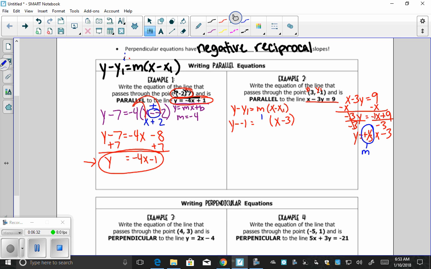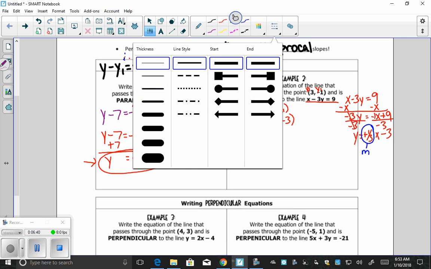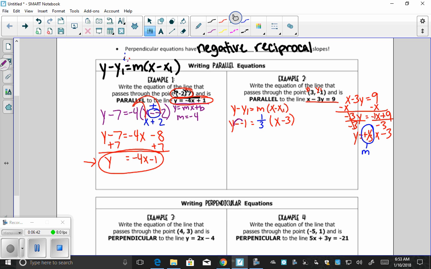So I'm going to put 1/3 here. I have two negatives that become a positive. So really this is y plus 1 equals, distribute the 1/3, 1/3 x. 1/3 times negative 3 is going to give me a negative 1.